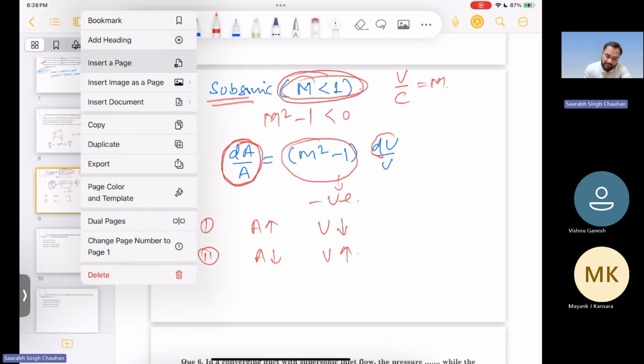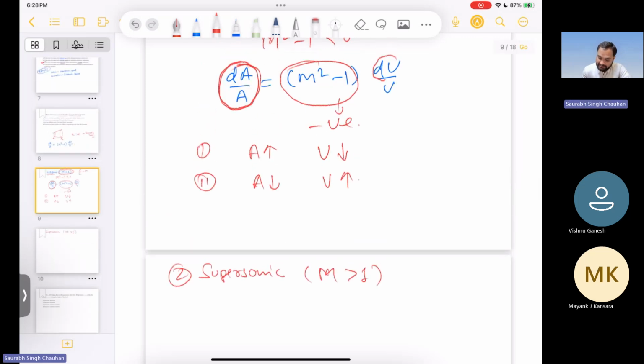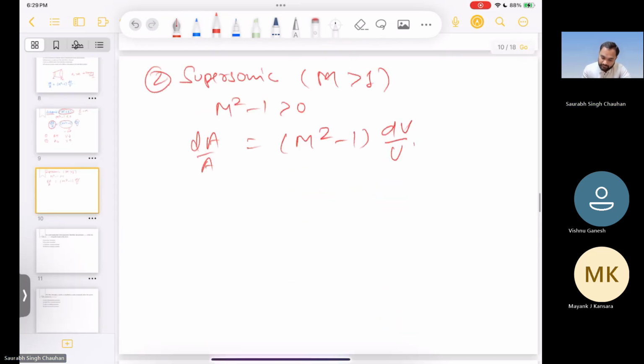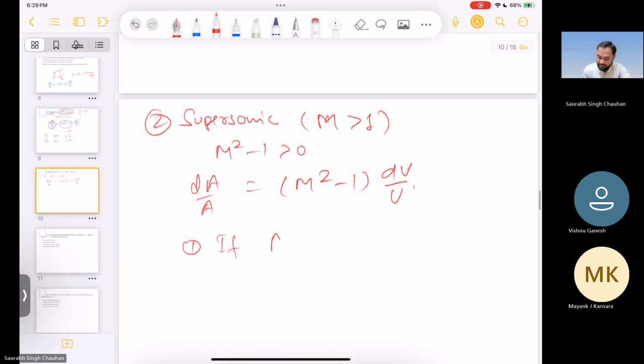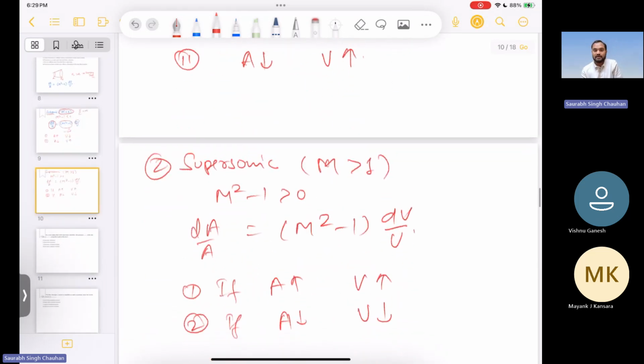Now what will happen for the supersonic? For the supersonic case, Mach number is greater than 1. So this term, M squared minus 1, will be positive. From the same relation, you can say that if area is increasing, then velocity will also increase. If area is decreasing, then velocity will also decrease. This is for the supersonic case. So these are all the possibilities. Now you can answer this question.